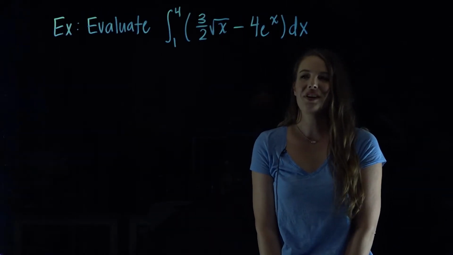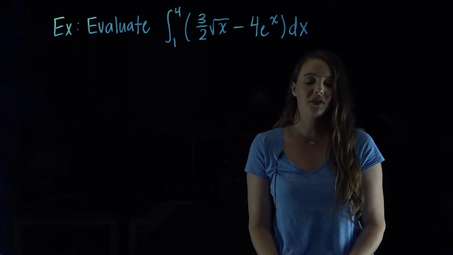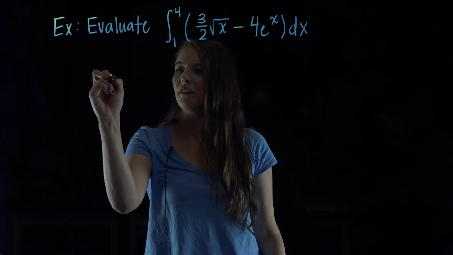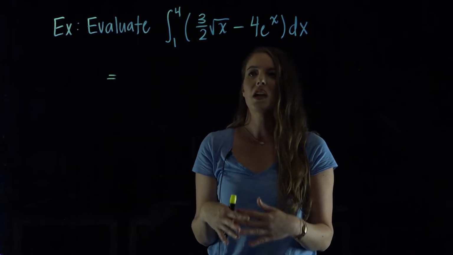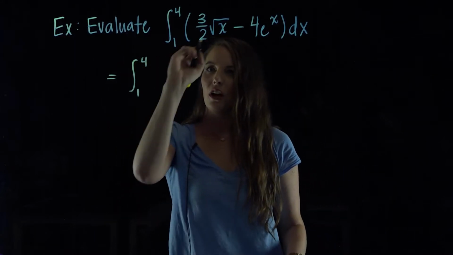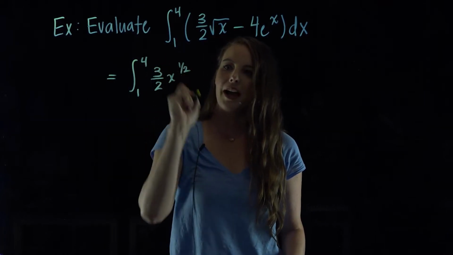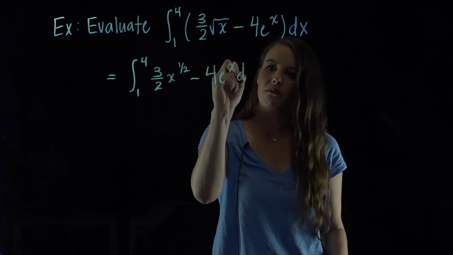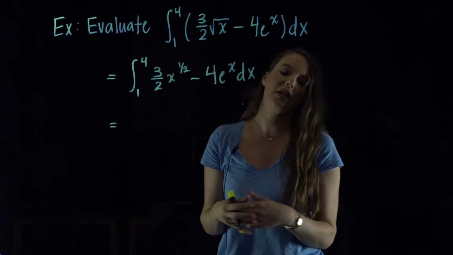Let's do an example. We're going to evaluate the integral from 1 to 4 of 3/2 times square root of x minus 4 times e to the x. Now, before we can evaluate this and apply our antiderivative rules to find an antiderivative here, I am going to rewrite this integral. So the first term in the integral, instead of writing square root of x, I want to write x to the 1/2. And so now I need to find an antiderivative.